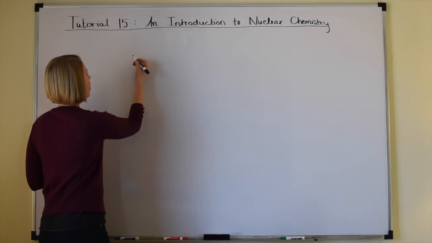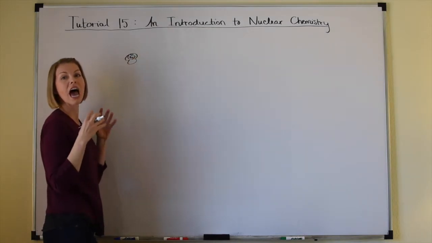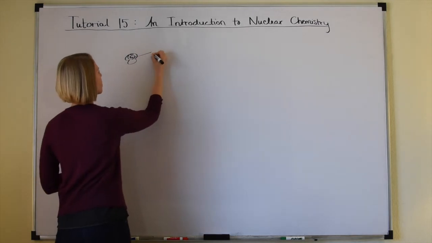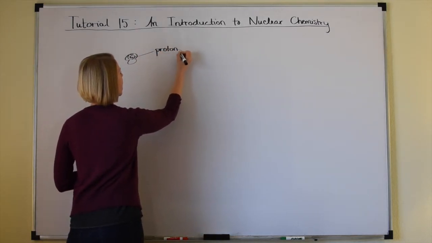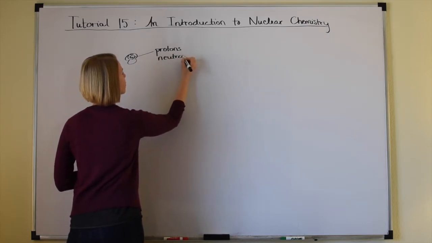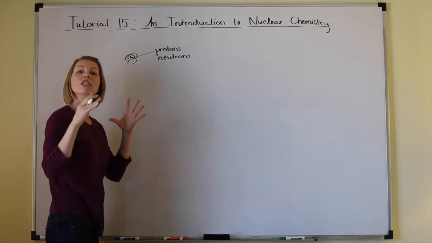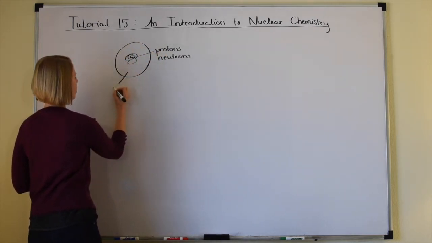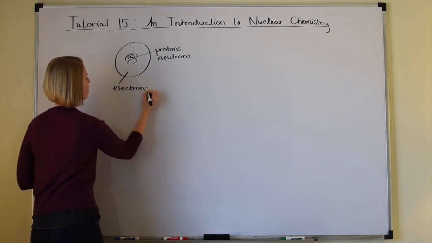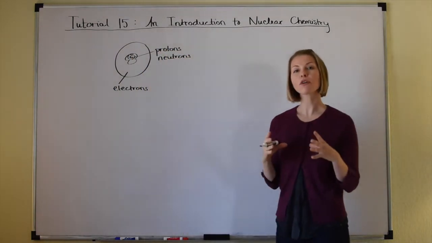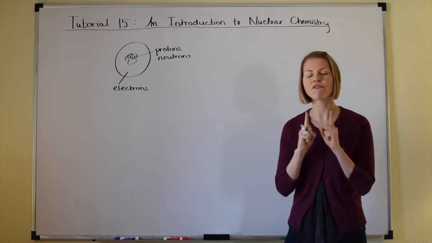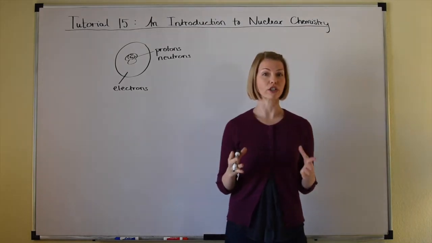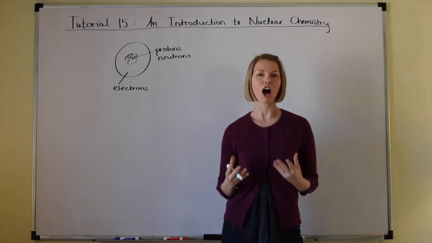So we already learned that the protons and the neutrons reside in a dense central core called the nucleus. So I'll label this as protons and neutrons. And the electrons reside outside of the nucleus in orbitals. Recall that the number of protons within the nucleus is fundamental to the identity of the element. And we can always find the number of protons by looking at the periodic table atomic number.